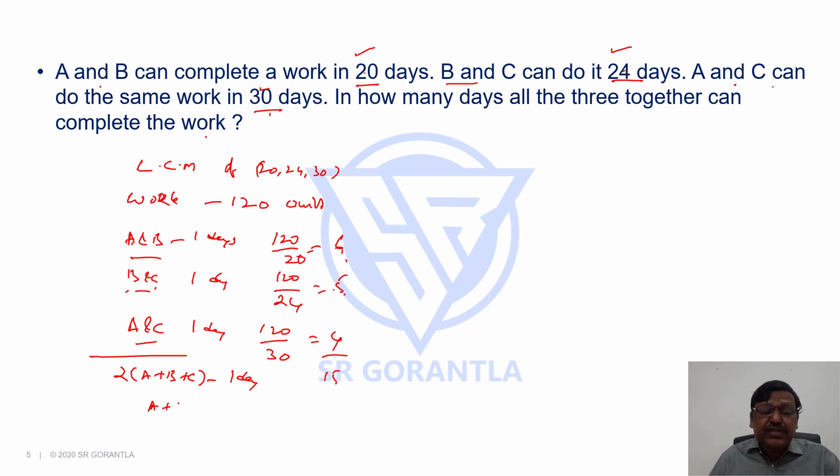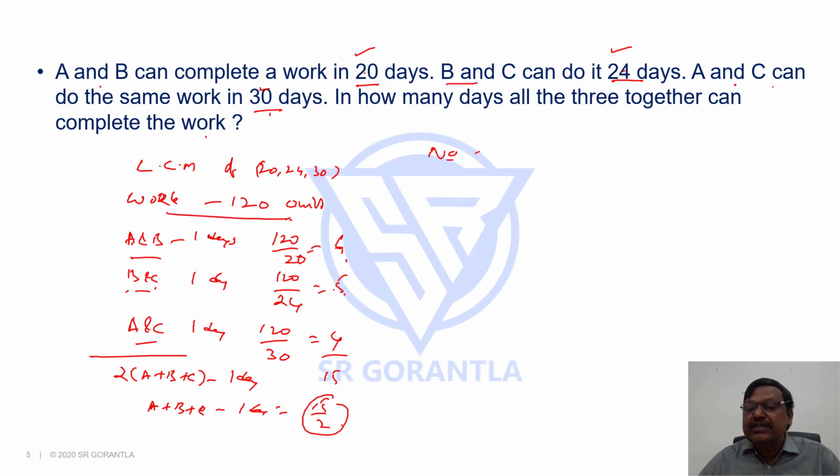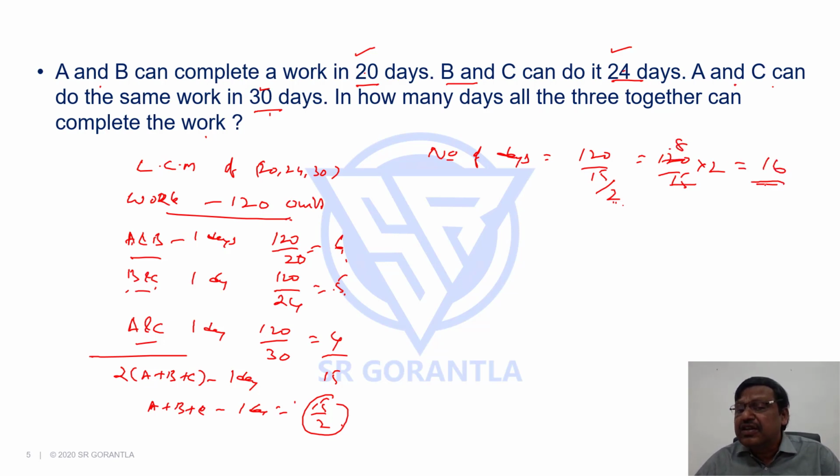Our A plus B plus C's 1 day's work is 15 by 2. 1 day's work is 15 by 2, but total work is 120 units, means number of days equals total work 120 by 1 day's work 15 by 2. 15 by 2, denominator will go to numerator. This denominator 2 will go to numerator. You can say 15 8s, 8 15s are 120, 120 by 15 is 8, 8 times 2 is 16 days. So our answer is 16 days.